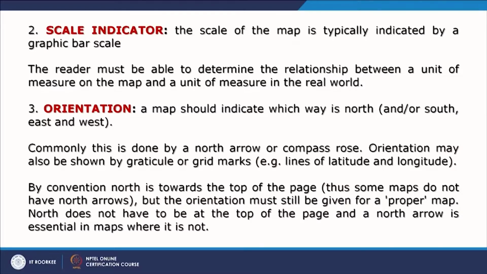and orientation may also be shown by graticules or grid marks, through a grid which is a latitude longitude grid. So, even if you have a latitude longitude grid or marking on the margins of the map, you should still provide the north symbol, because, as I have just mentioned, the convention is that north is always on the top of the page, but if space is not there, it does not matter, it can be put elsewhere also. Normally people put it on the top side of the map, maybe on the left side or right side, it does not matter.